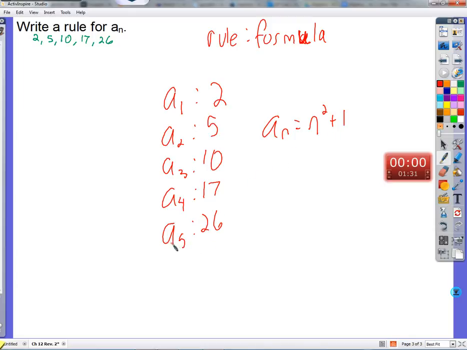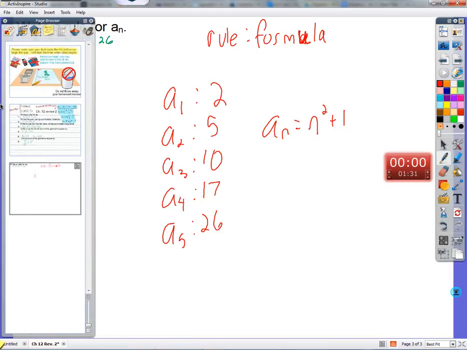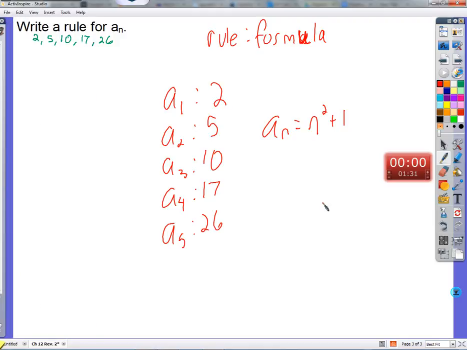Sometimes starting with the higher numbers helps a little bit. Working your way down here, seeing, well, this looks like it's 1 off of a factor of 5. This is 1 off of a factor of 4. This is 1 off of a factor of 3, a factor of 2. Okay, so that seems like maybe something. But then we know it's not just 2 times 5 plus 1, or 3 times 5 plus 1. This is 4 times 4, 3 times 3. n squared plus 1.